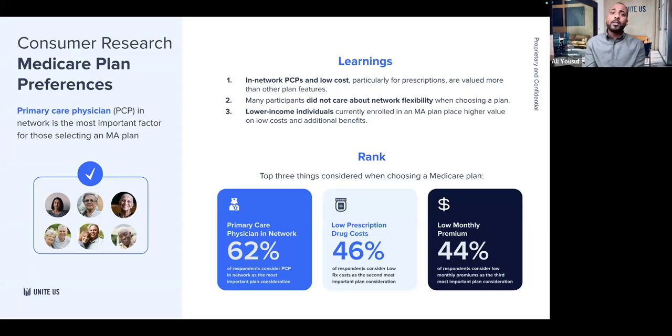So it seems like those popular out-of-network plans might not be as popular anymore when seniors are factoring in what to choose for a plan. And then finally, lower income individuals did place higher value on lower costs and additional supplemental benefits. So really understanding your population, segmenting your population, and knowing who to target and what type of individuals are in your population, so then you can create plans that better meet their needs.